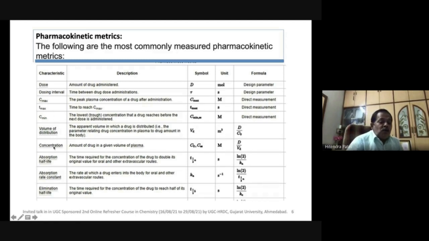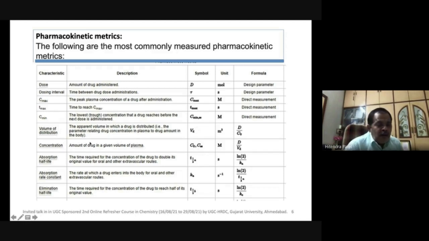Now the concentration. Concentration is the amount of drug in a given volume of plasma, isn't it? So after drug distribution, we have to find out the amount of drug in the volume of plasma. It is labeled as C0 and CSS, right?